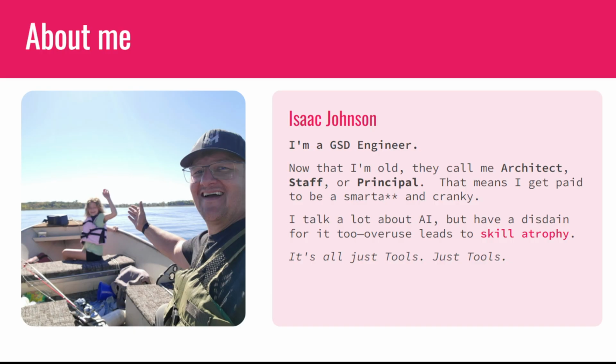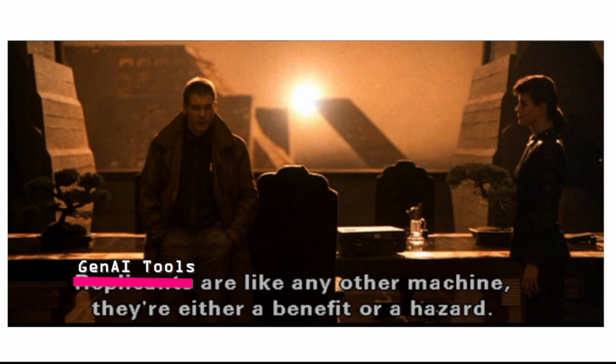A little bit about me. I'm a get stuff done engineer. And now that I'm a little older, they give me titles like architect, staff, or principal. But the way I figure it, that just means I get paid to be a smartass and cranky. I talk a lot about AI, but I do have a general disdain for it because I feel like overuse is leading to skill atrophy. I'm going to paraphrase Linus Torvalds, but it's just about being a tool. It's all just tools. And to that end, we could think about Decker. Gen AI tools are just like any other machine. They're either a benefit or a hazard.